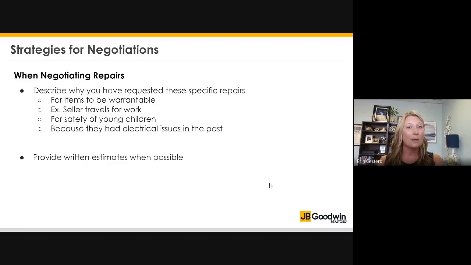We focused on some other items on the repair and got through the transaction. So anytime you have context as to why your clients are asking for something, give that human element to it. And anytime you can, provide written estimates. We know stresses get high when we're getting a repair list. Sometimes our buyers or sellers have no clue what that means to them financially.